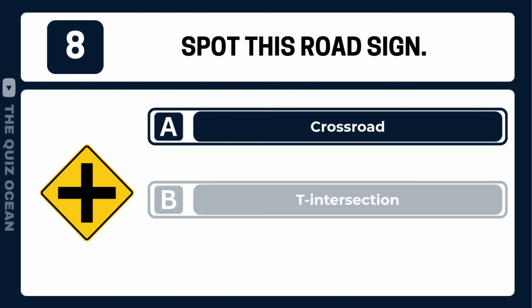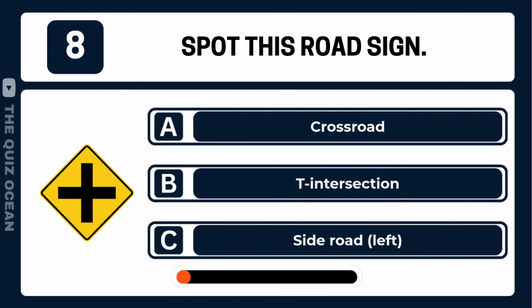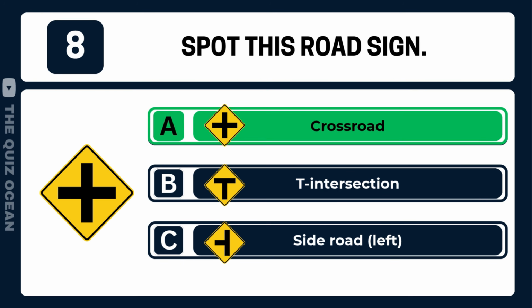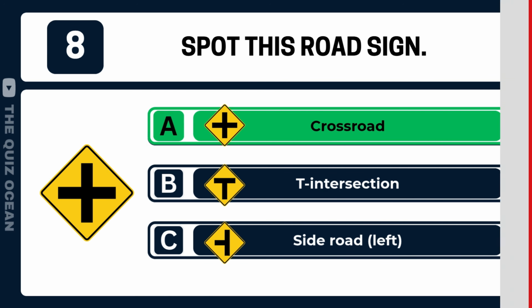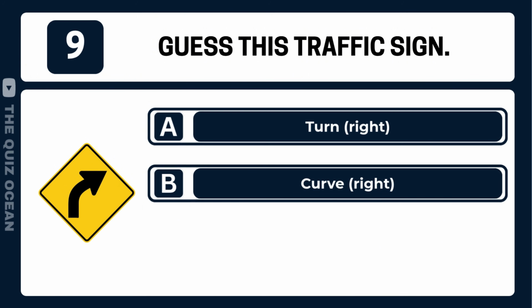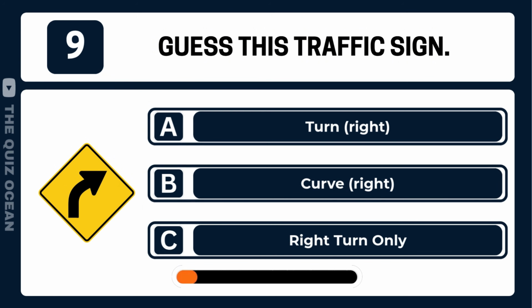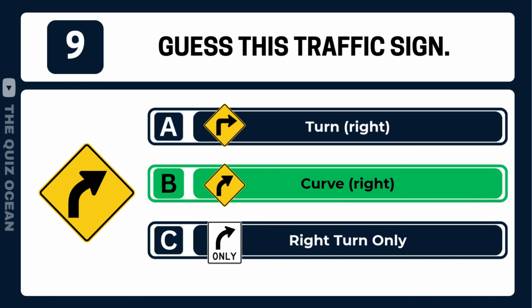Question 8. Spot this road sign. The answer is A. Crossroad. Question 9. Guess this traffic sign. The answer is B. Curve right.